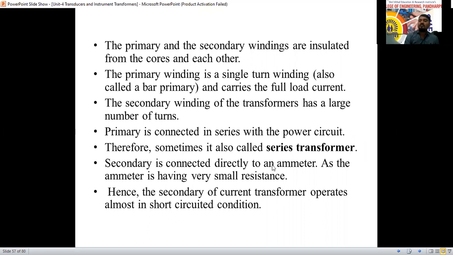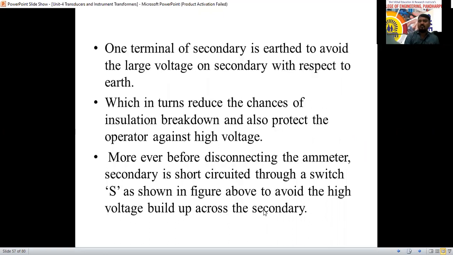The secondary is connected directly to a meter, and the resistance of the meter is very small. Hence, the secondary of a current transformer operates almost in short circuited condition only. One terminal of the secondary is earthed to avoid a large voltage on the secondary with respect to earth, which in turn reduces the chances of insulation breakdown.